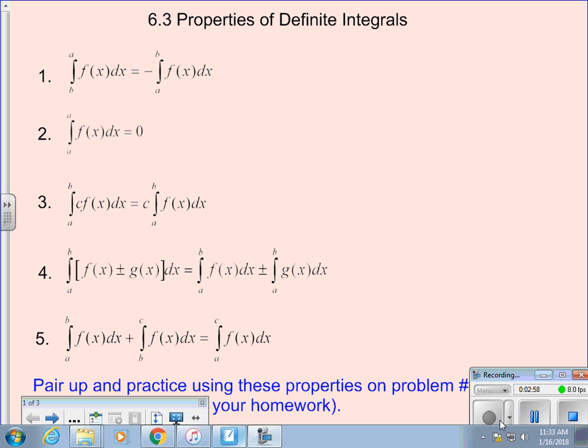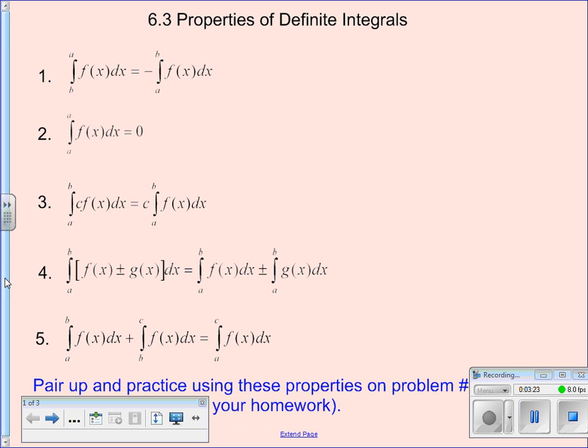Fourth one, the integral of a function plus or minus another function is the integral of the first function plus or minus the integral of the second function. Okay, so if I'm adding two things, integral of the first plus or minus the integral of the second, just like it was with derivatives. Okay, the derivative of the first plus the derivative of the second, and so on. Okay.